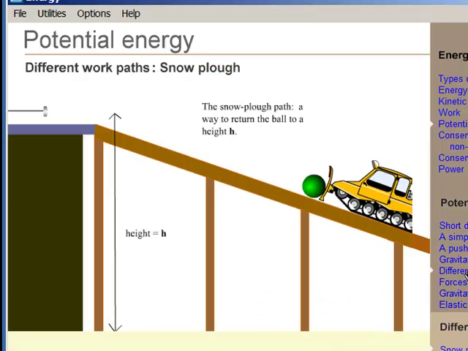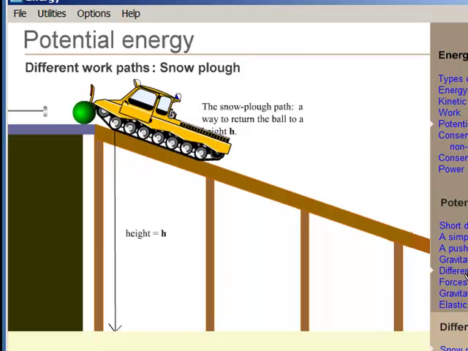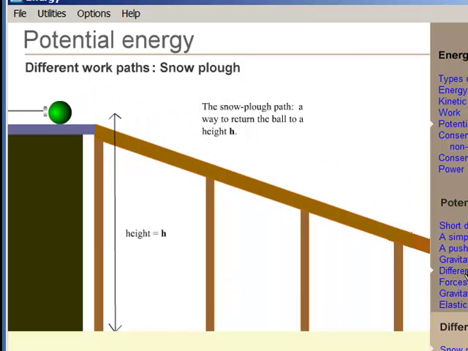To return a ball to its original position, we must do work to raise it up. Some paths require more energy than others, but the only consideration in storing potential energy in the ball depends upon how high it is raised up.